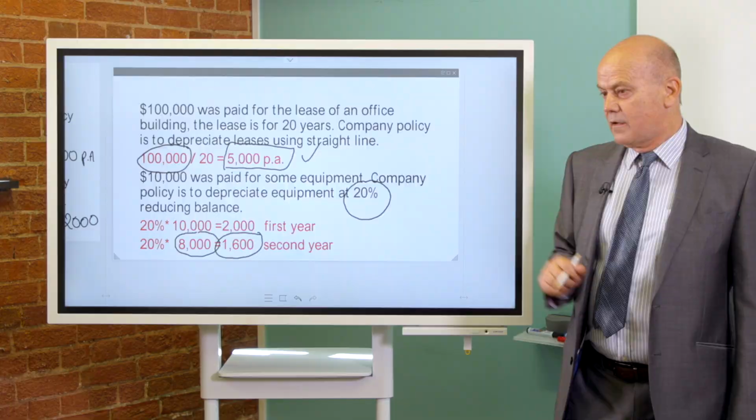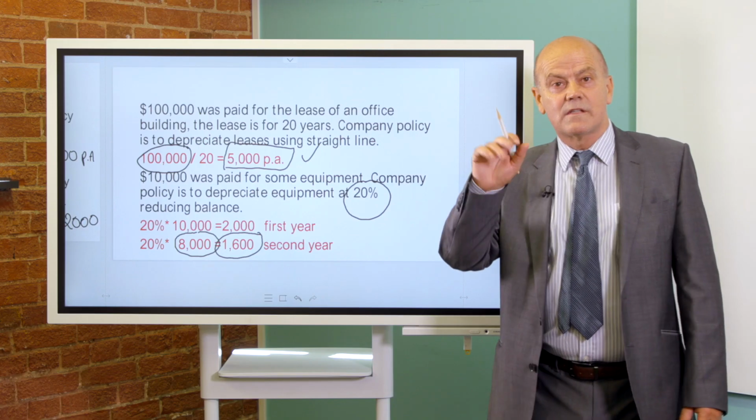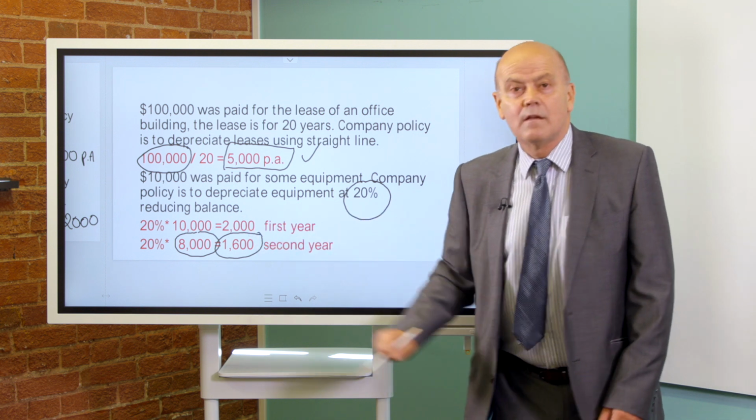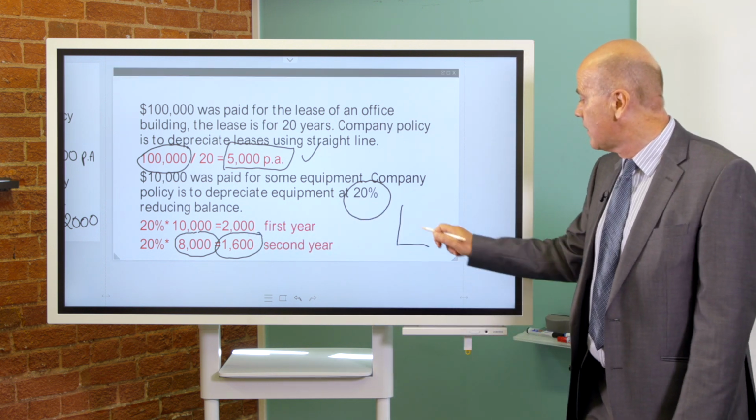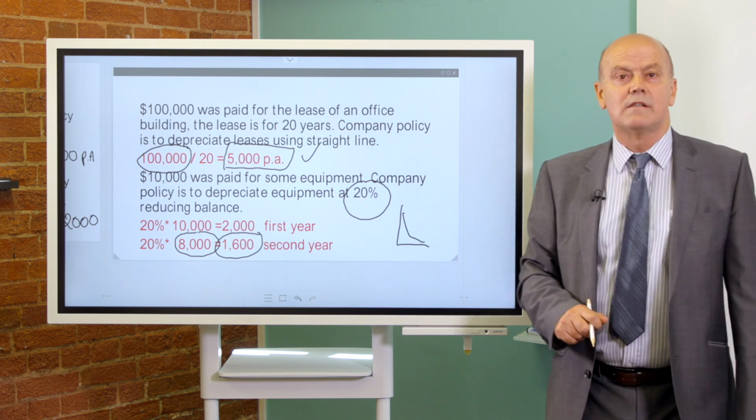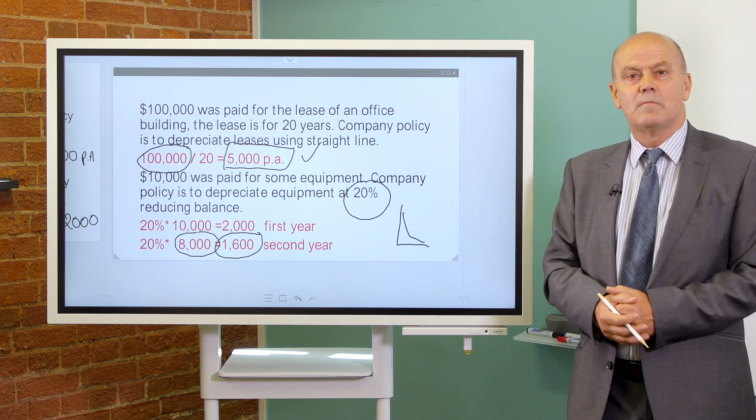So, well, that's great. Thank you very much, Alex. You've got both of them right. Interesting point here. We can see the way that depreciation is reducing each year. So it's effectively going down sort of like this, isn't it? That's the reducing balance method.